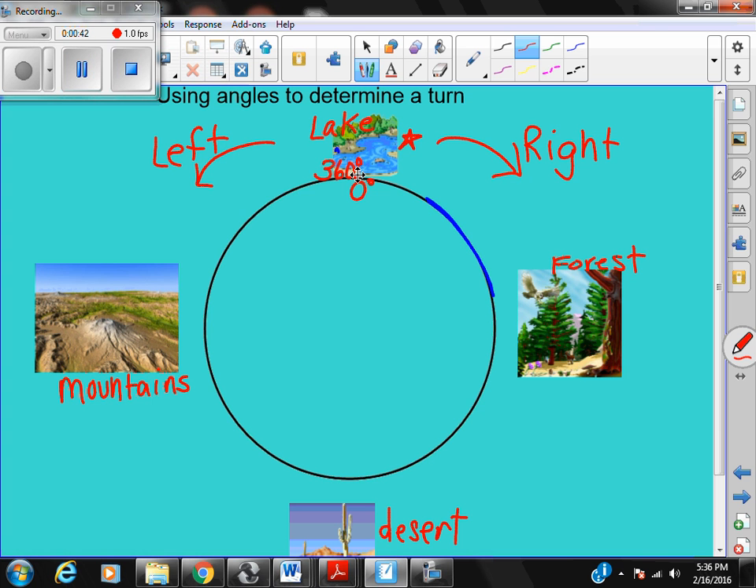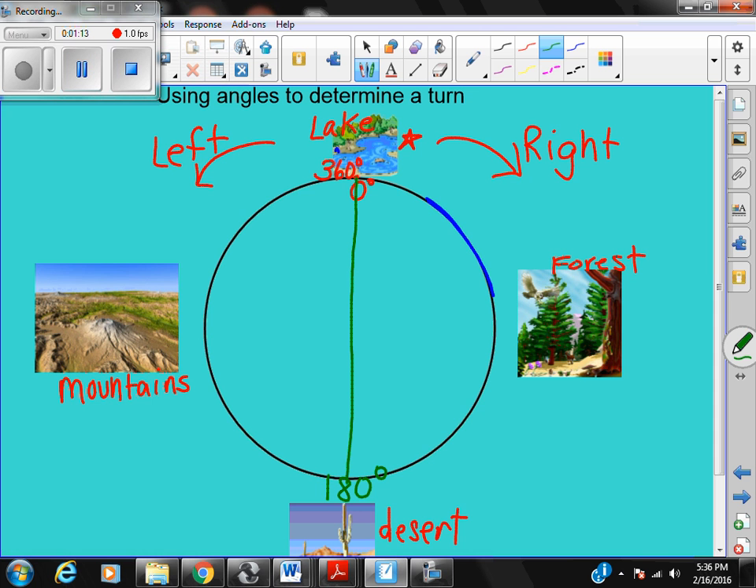So a lot of times what we do to determine the degrees or the turns is we break the circle in half. When I partition this circle in half, I can then break 360 degrees down in half. And when I do that, I know that if I traveled halfway around the circle, I would be at 180 degrees because that is half of 360 degrees.